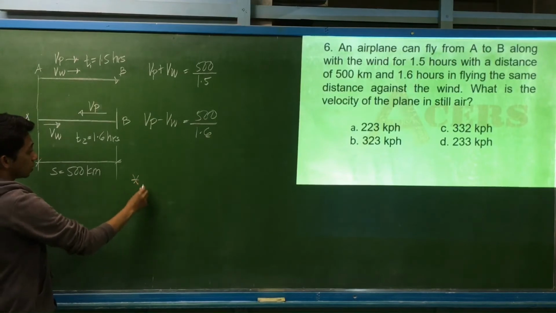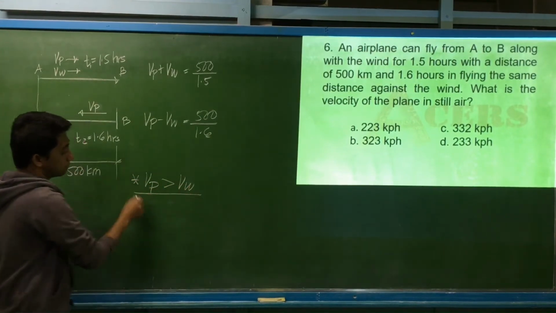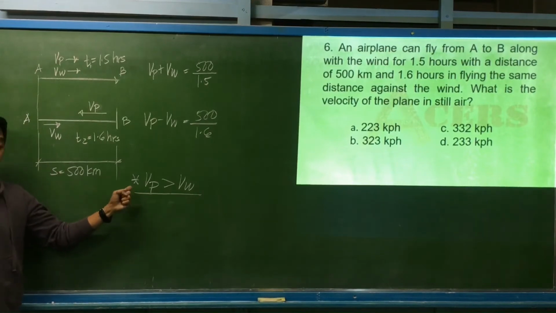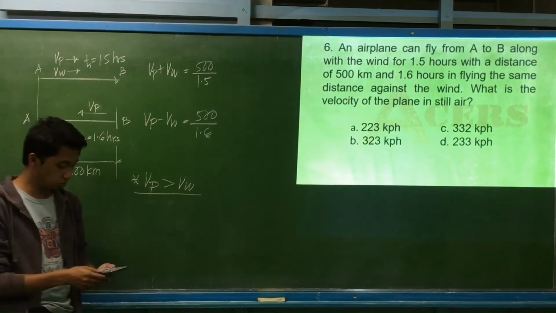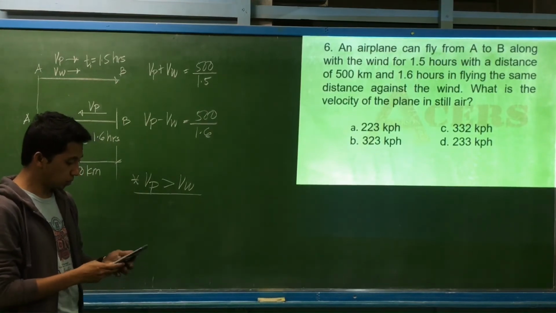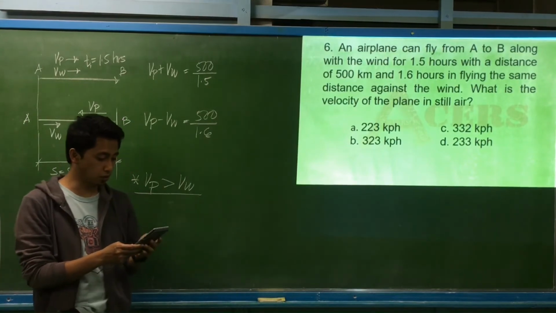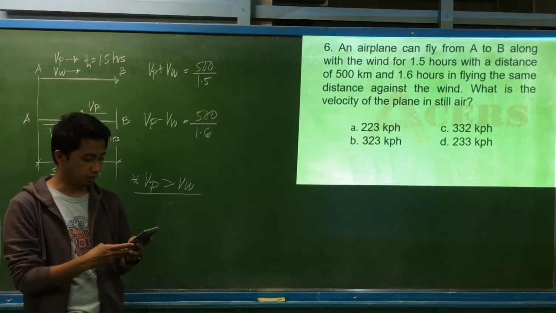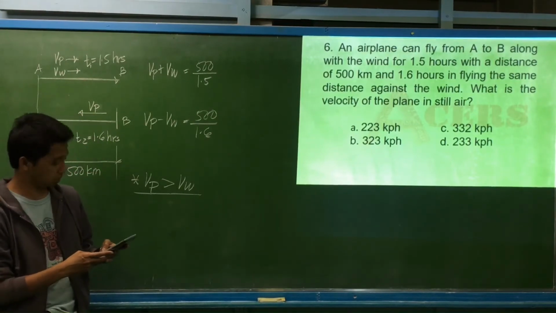Again, take note that the velocity of the plane should be greater than the velocity of the wind, so that the plane can move against the wind. Two equations, two unknowns. Let us solve for those values. Using the Canon fx-991 calculator, we have mode equation, that is mode number 5, number 1. So we have 1, 1, 5, 5.